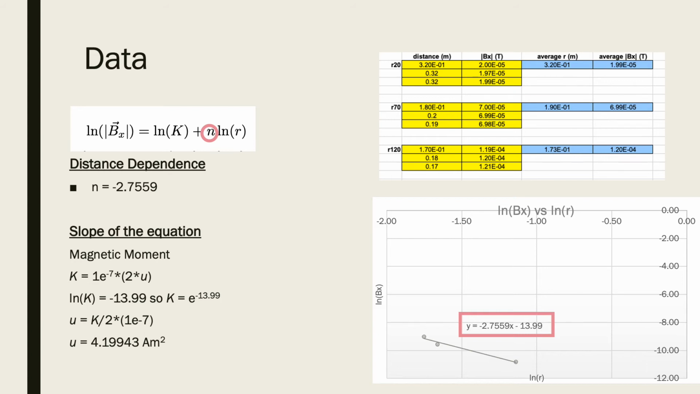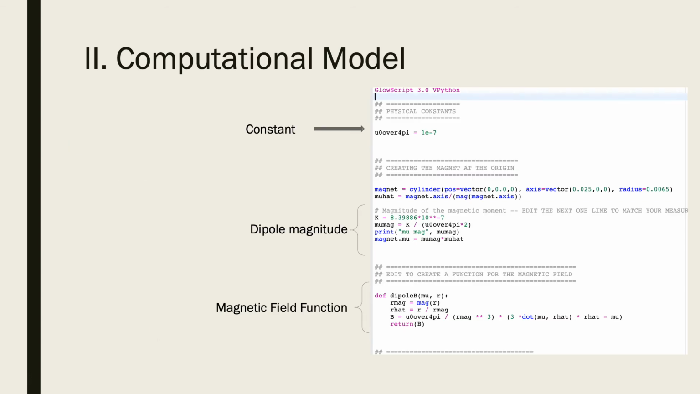And for the magnetic moment, we used ln k equal to negative 13.99, and from then we deduced the dipole moment that is equal to 4.199. For the computational model, mu naught over pi, which is equal to 10 to the minus 7, was put into the code through script. The dipole moment magnitude was calculated, and the magnetic field was calculated through a function that you can see here.